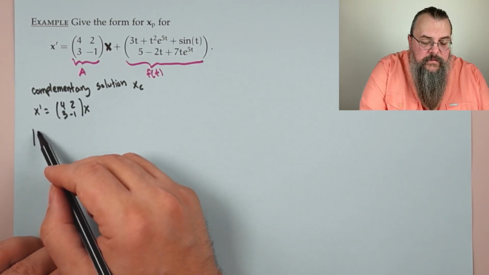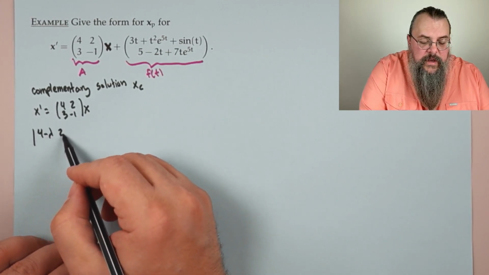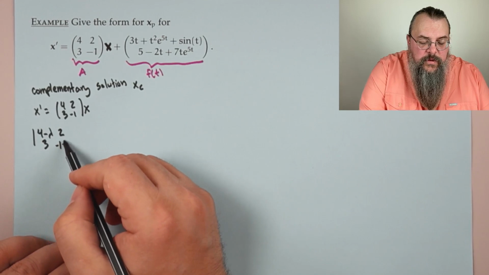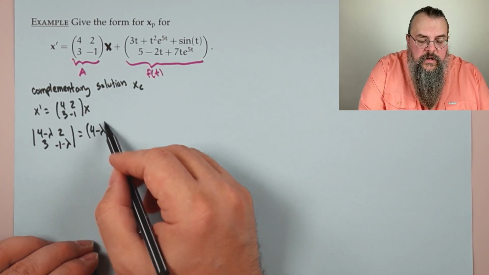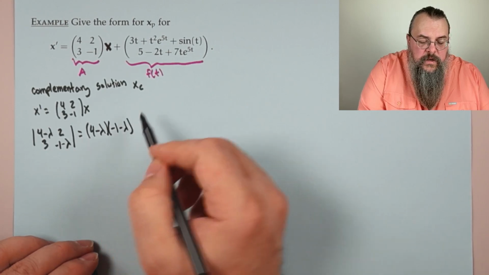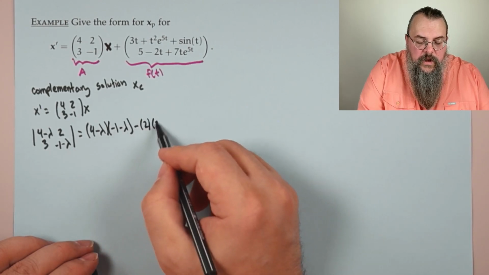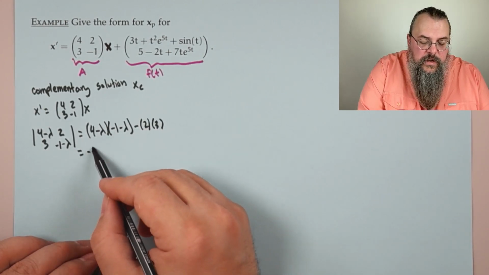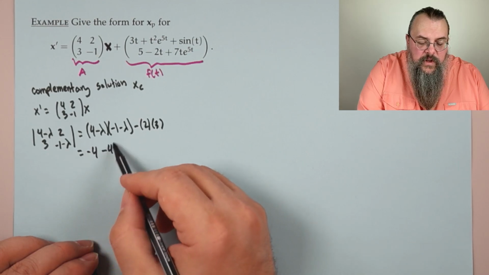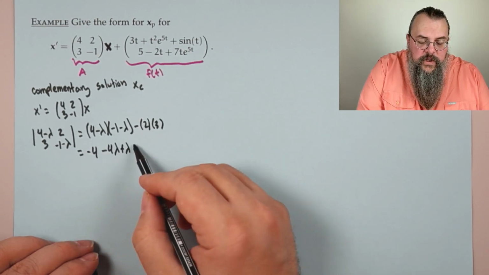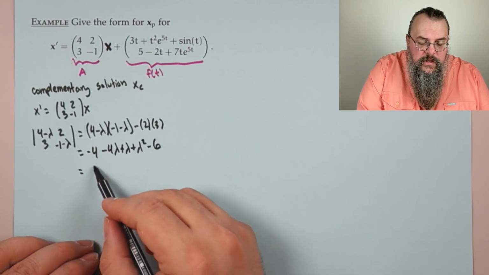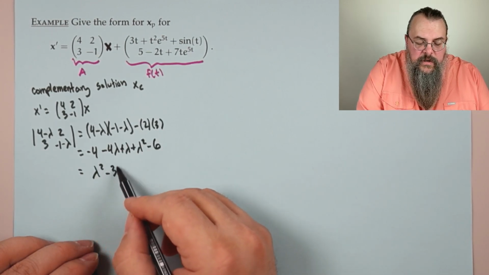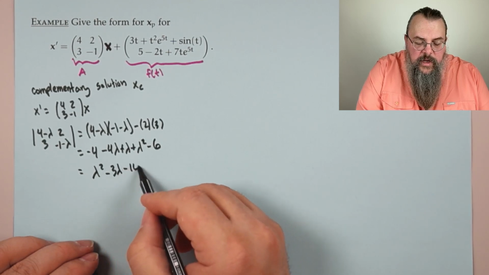We find our eigenvalues: 4 minus lambda, 2, 3, minus 1 minus lambda. All right, and if you ever feel like, wow, we do this a lot, well, yeah, we do this a lot, but it's because it's an important step. When you're solving problems that involve eigenvalues, you've got to go through and figure out what they are. And so it takes time.